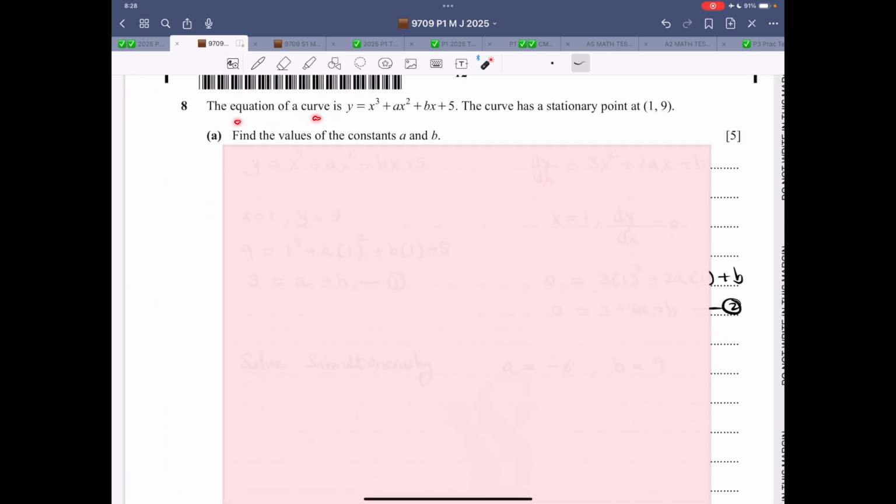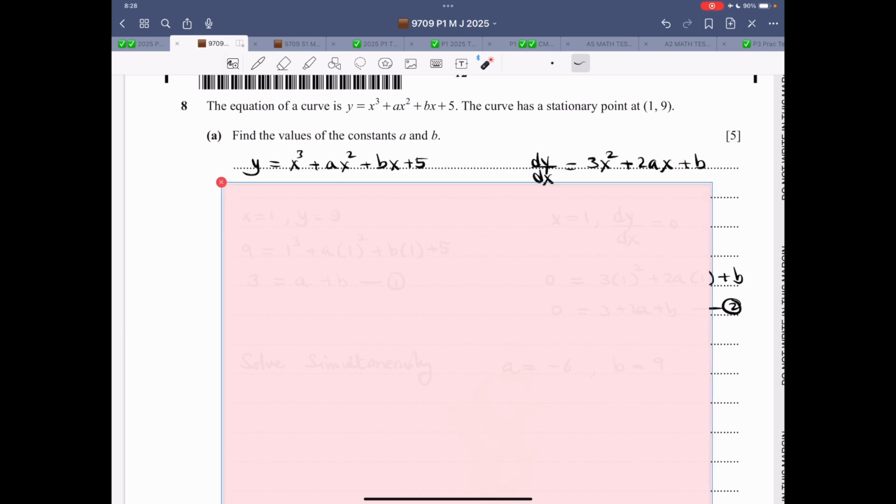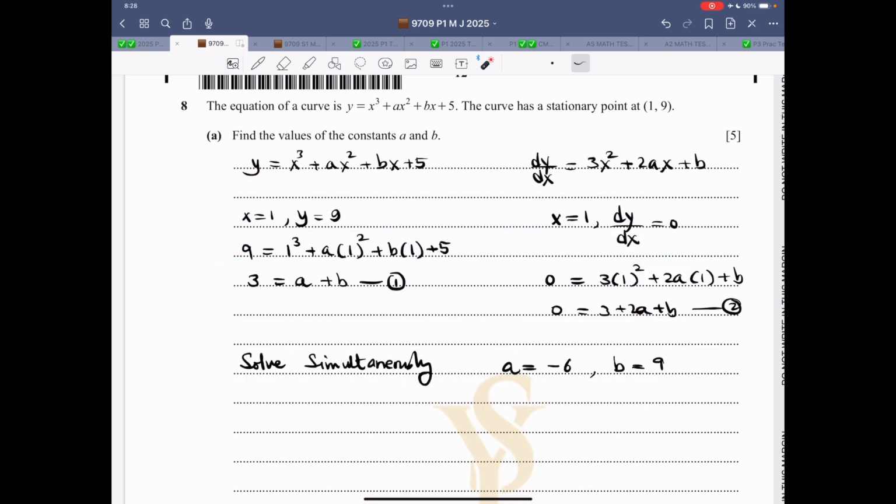So now question number 8. It says the equation of a curve is such and such. The curve has a stationary point. Now when a curve has a stationary point, the derivative equals 0 when x is equal to 1. And the other equation is when x is 1, y is 9. So it's a simultaneous kind of normal question. So now first of all, we have x is 1, y is 9. That's equation 1.